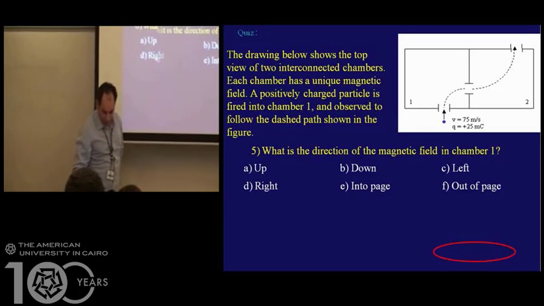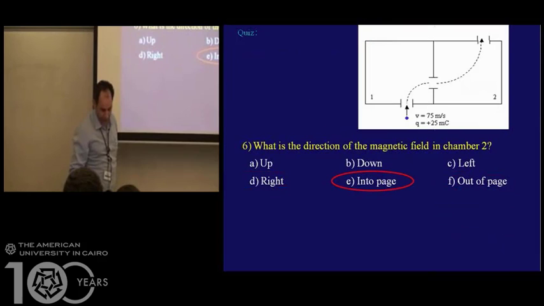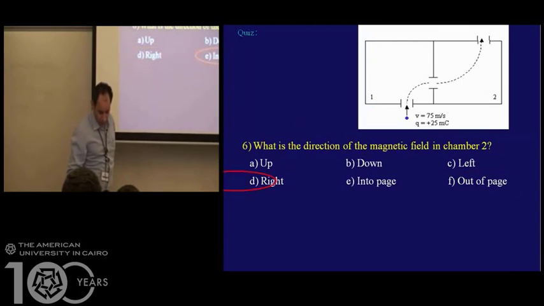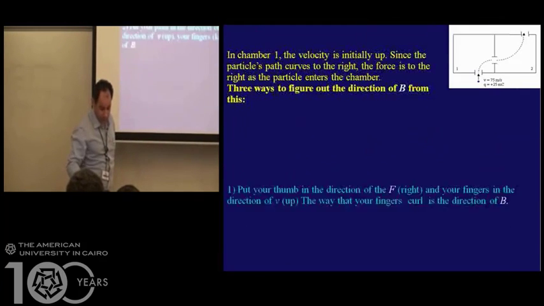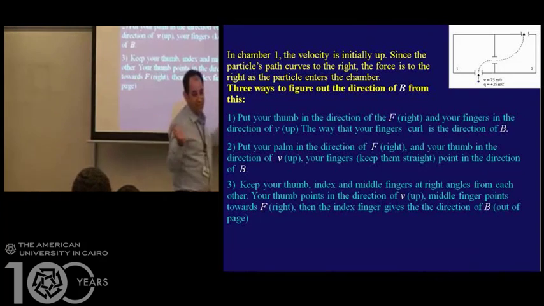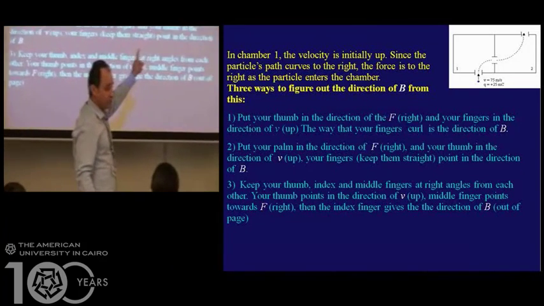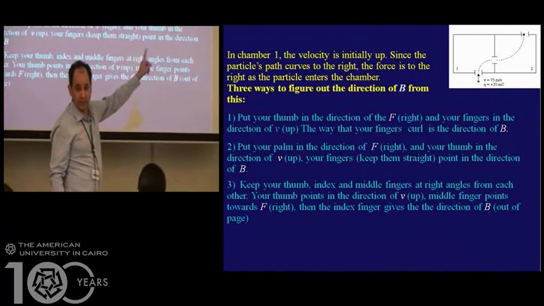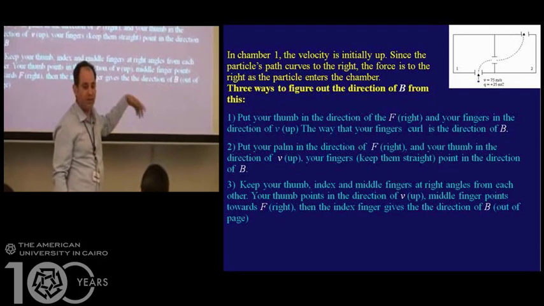So, guys, into the page in chamber number 1, out of the page, that is correct. Into the page, that is also what was correct. Now, I shall examine how I will explain it. That's very easy. Direction of the motion is up. The direction of the force is to the right. That means that the direction of the magnetic field should be perpendicular to both of them. That's into the page.